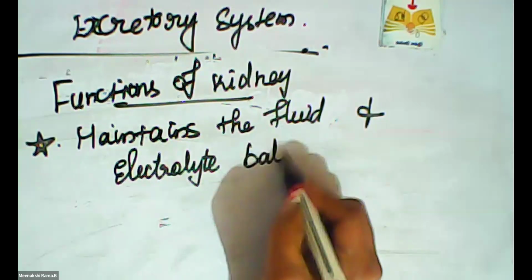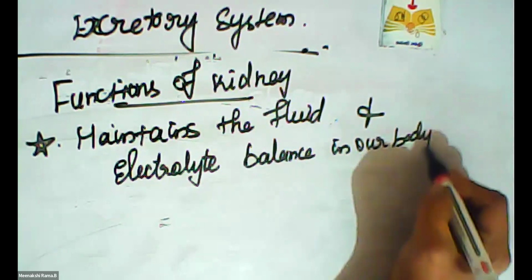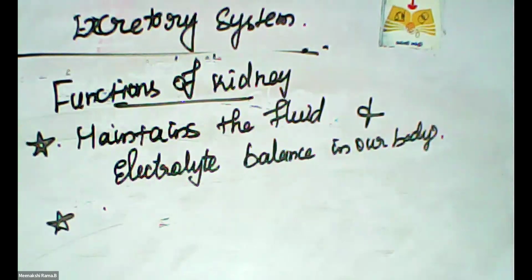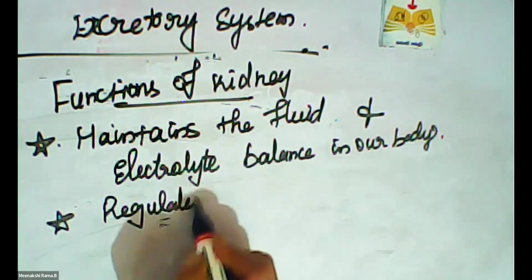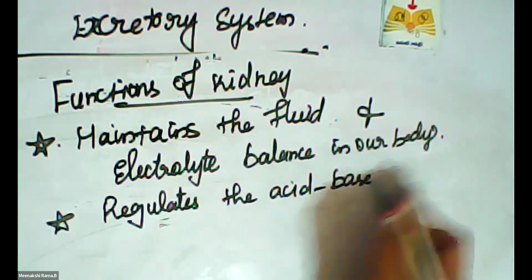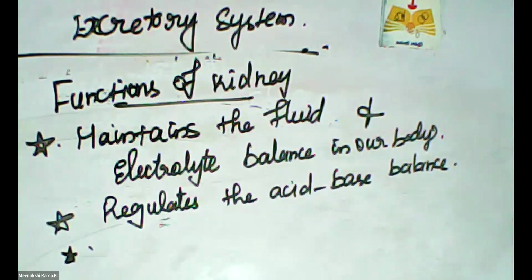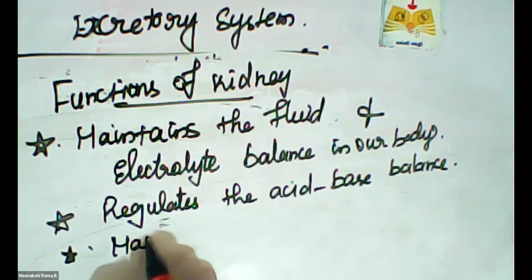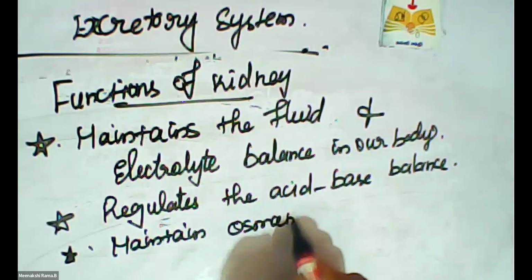Electrolyte balance in our body. This is the main function of the kidney. Second, it regulates the acid-base balance. It regulates the acid-base balance, the second main work of the kidney. And third, it maintains the osmotic pressure of our body.